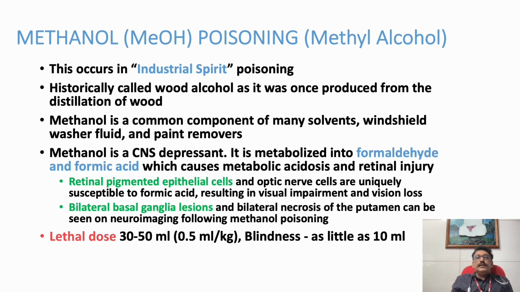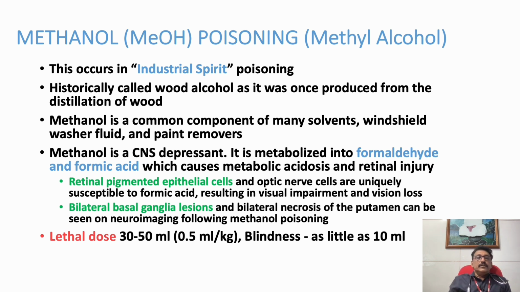Methanol poisoning is very, very important because it's one of the most important adulterations into ethanol, that is a normal alcohol. Methanol is industrial spirit. It is metabolized in our body to formaldehyde and formic acid. It has two important problems. One, it produces retinal pigmented epithelial cell damage. Optic nerves are also damaged, that produces blindness. Another important problem is bilateral basal ganglia lesions, putaminal lesions. Patient can have altered behavior, abnormal movements, encephalopathy, like that.